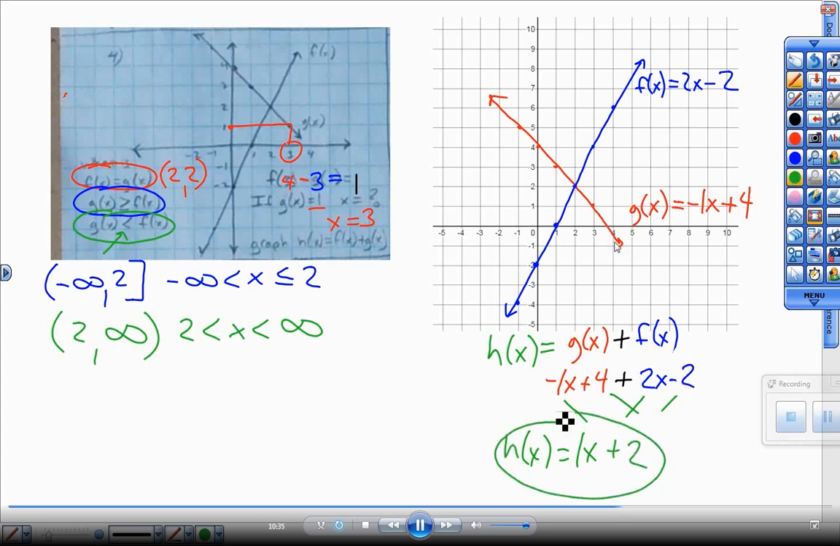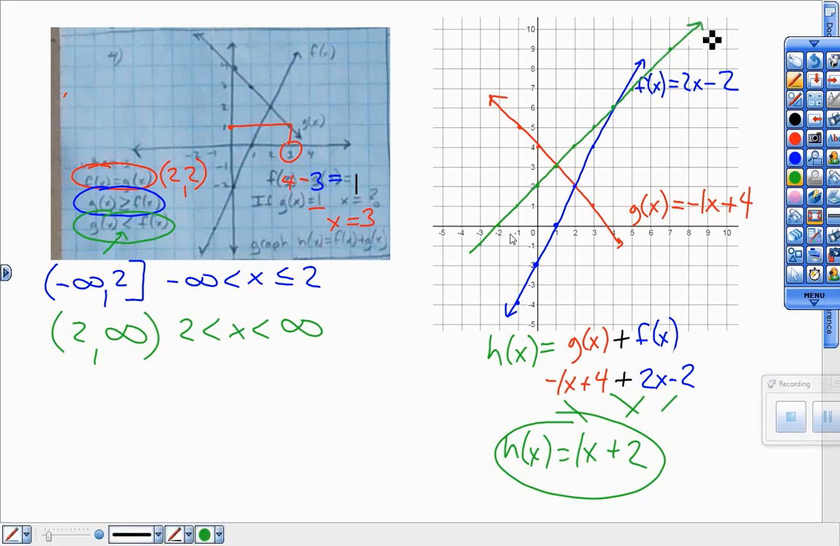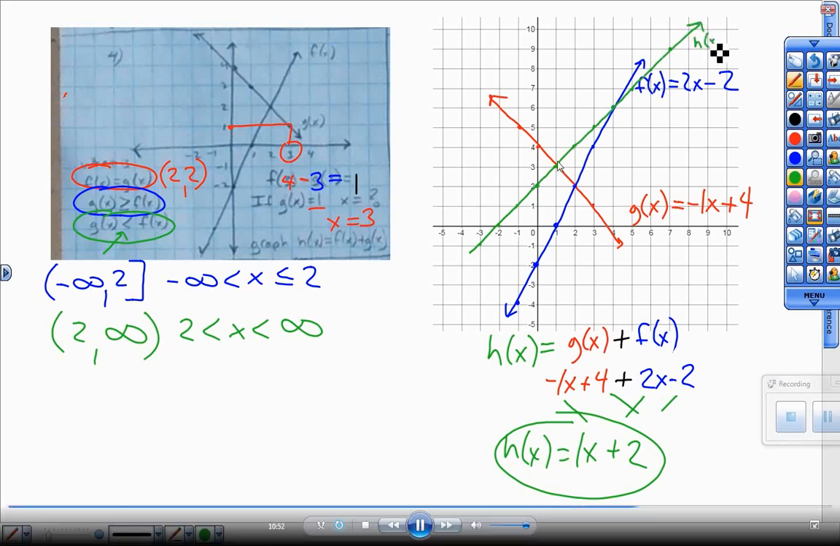That has a y-intercept of positive 2, over 1 up 1, over 1 up 1, over 1 up 1. Draw that second line, or that third line. Draw your line through it. I'm going to label that h of x equals 1x plus 2. That is the equation with these two equations working together or against each other. Alright, last one.